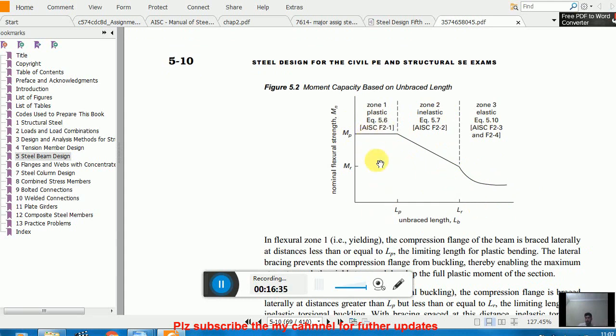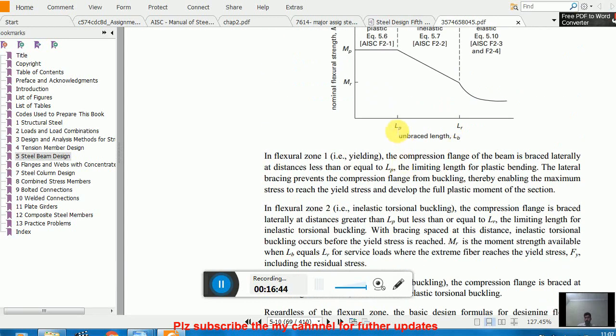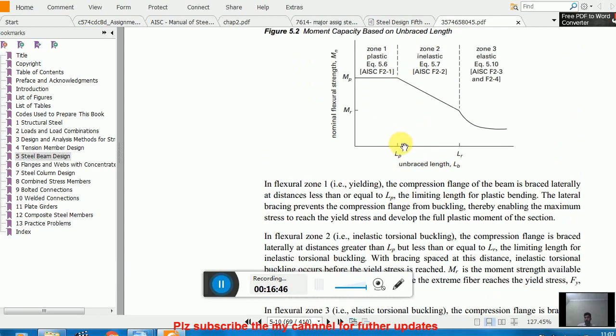We calculate the moment capacity in this zone with the most simple equation, while in the others there is a little bit more difficult equation we have to use. So let's see what is coming. You must remember what LP is, the limiting length for zone 1. If your calculated unbraced length LB is less than LP, you are in zone 1, and there we only check yielding.